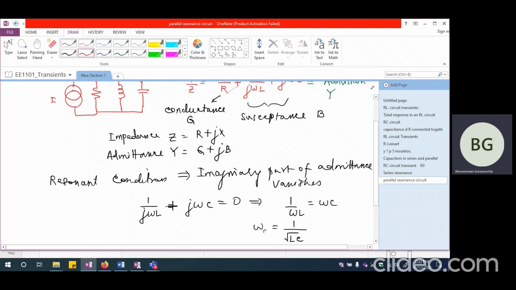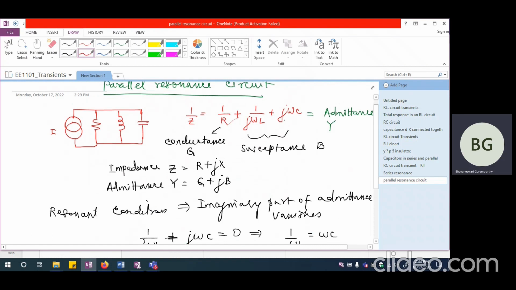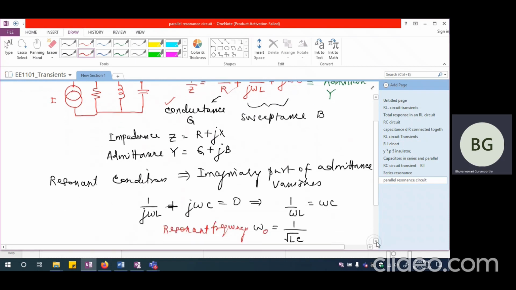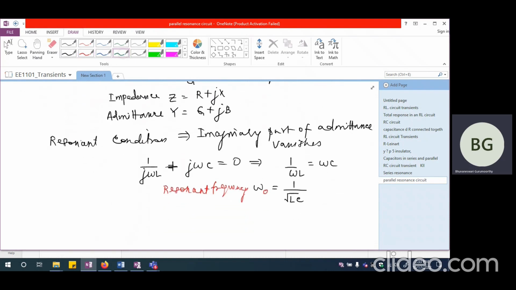Again, this is going to be our resonant frequency omega naught, whether it is a parallel resonance circuit or a series resonance circuit. Under that condition, because our imaginary part completely vanishes, what we have here is only the conductance, which is going to be G. So under that condition, Y is going to be simply 1 by R, or G, at omega equal to omega naught.